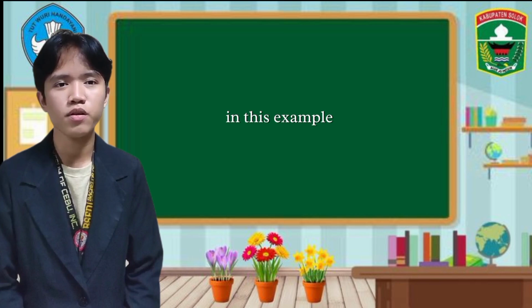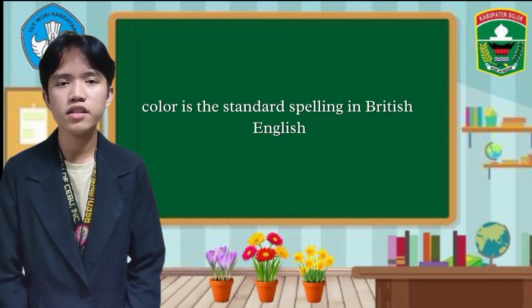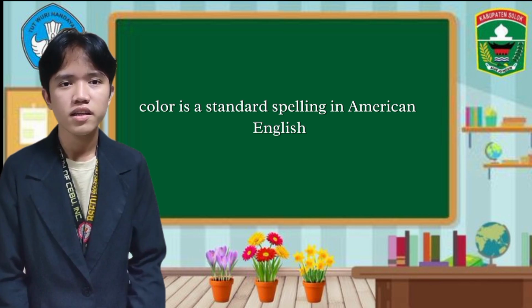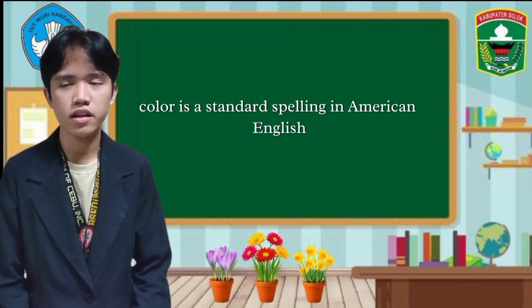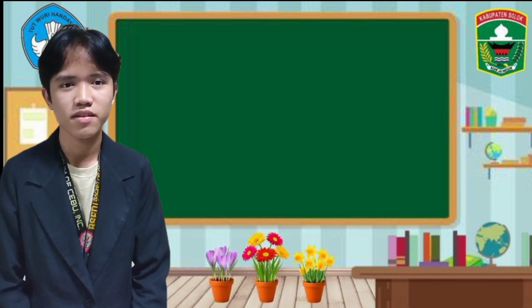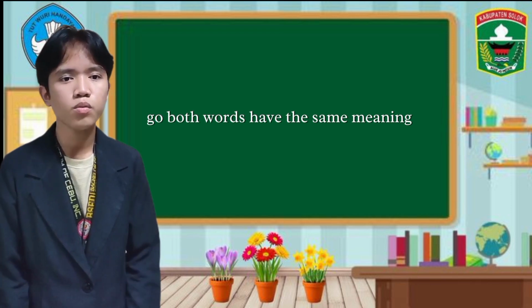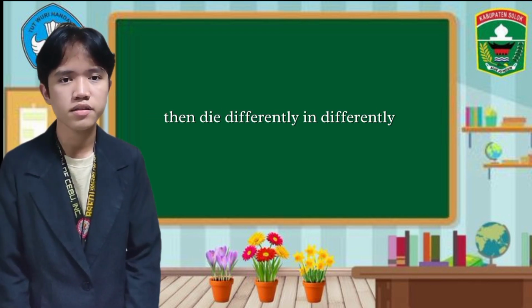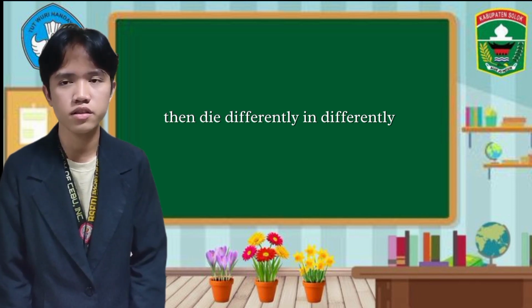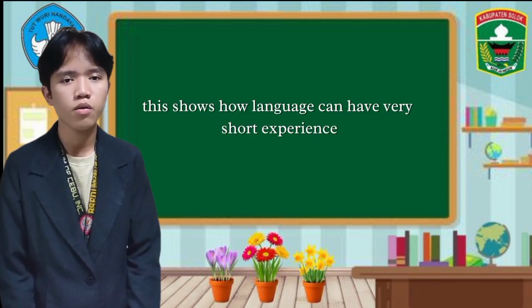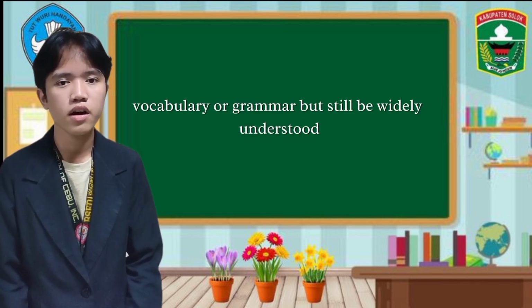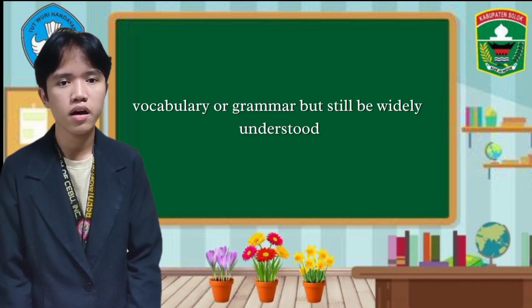In this example, colour is the standard spelling in British English. Color is the standard spelling in American English. So both words have the same meaning, but the spelling is standardized differently in different regions. This shows how language can have variations in spelling, vocabulary, or grammar, but still be widely understood and used.